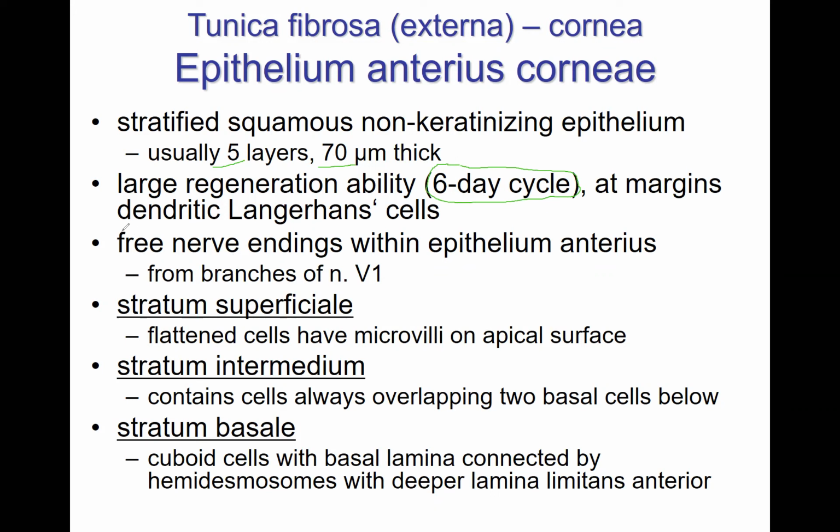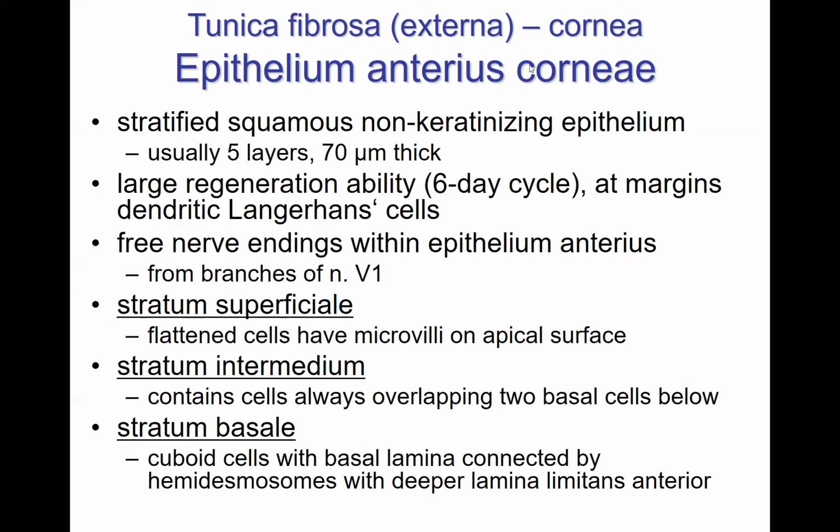At margins, you have some dendritic Langerhans cells of the immune system. What is important, even inside the epithelium, we find free nerve endings. So cornea is very sensitive. It's painful to touch it, and of course the branches of ophthalmic nerve serve as the afferent limb of the pupillary reflex. And then we have three main layers: superficial, intermediate, and basal. And you will talk about the details then in histology.